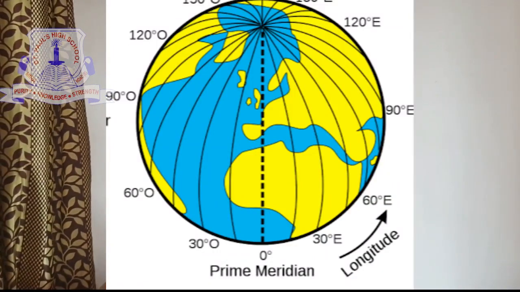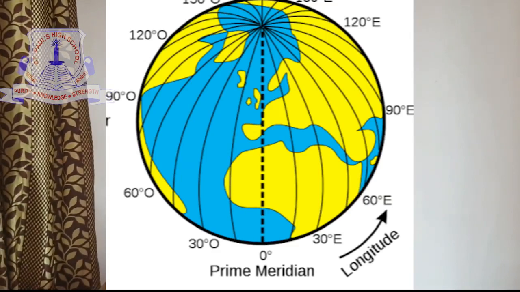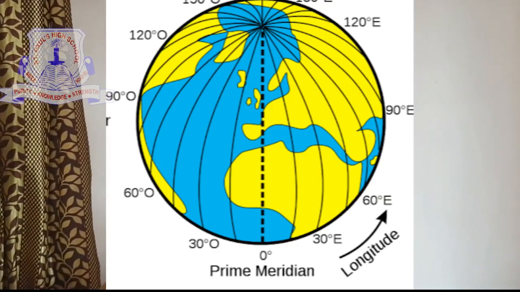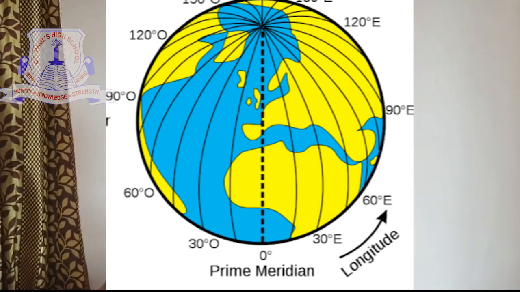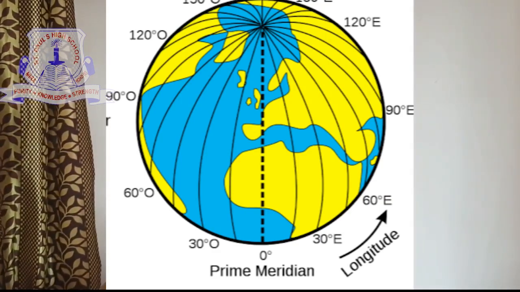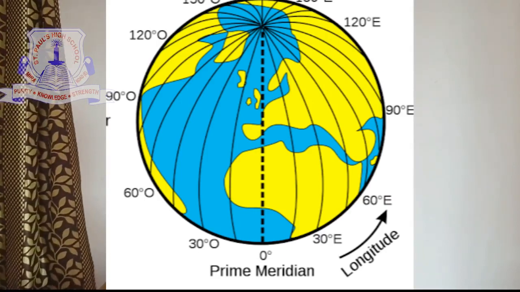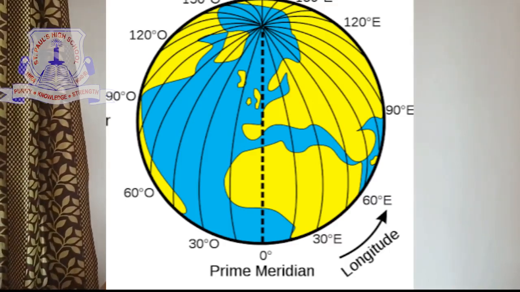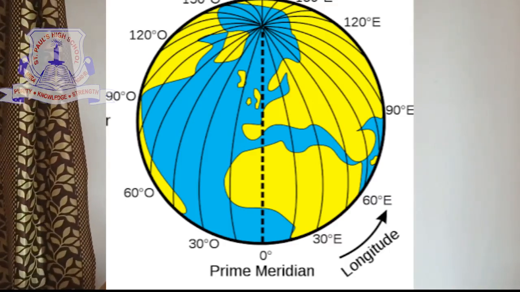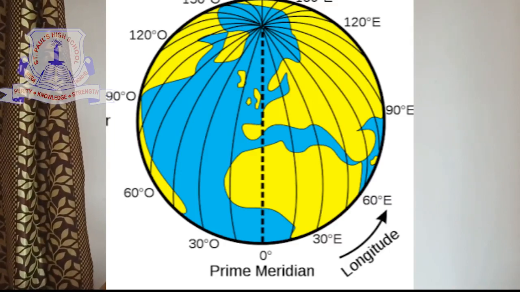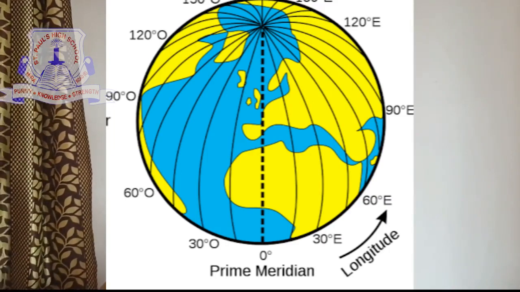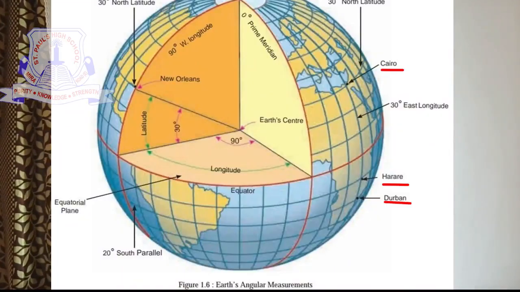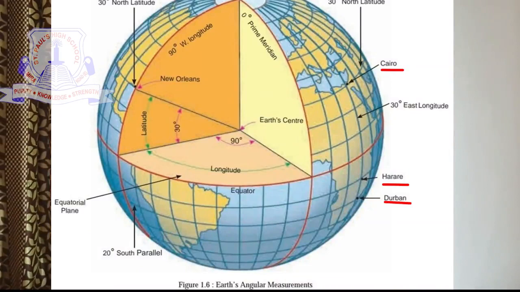Meridians in the eastern hemisphere are labeled as 10 degree east, that is 10 degree E, 25 degree E, 135 degree E, etc. While in the western hemisphere, they are labeled as 10 degree W, 25 degree W, 135 degree W, etc. 30 degree E is a semicircle that joins all places at an angular distance of 30 degree from the prime meridian. Some of them are Cairo, Harare and Durban in Africa. Refer to figure 1.6 again.